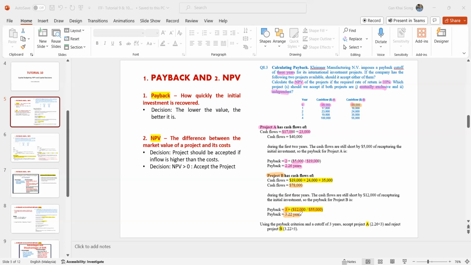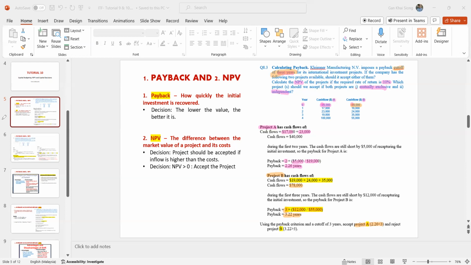So therefore, for payback period, the shorter the better. So in this scenario, which one do you proceed? You proceed with project A because project A uses shorter time to recoup the investment cost. And do not forget, they already give you in the question, a cut-off of 3 years. You want the money back within 3 years, so only project A can fulfill that. So that's how you got the answers over here.